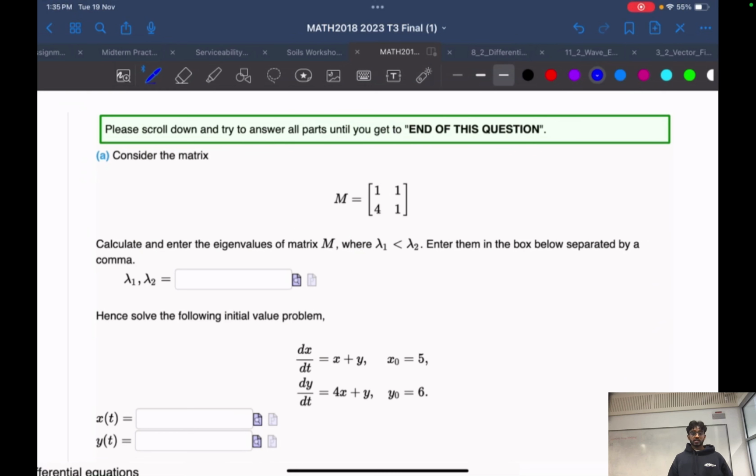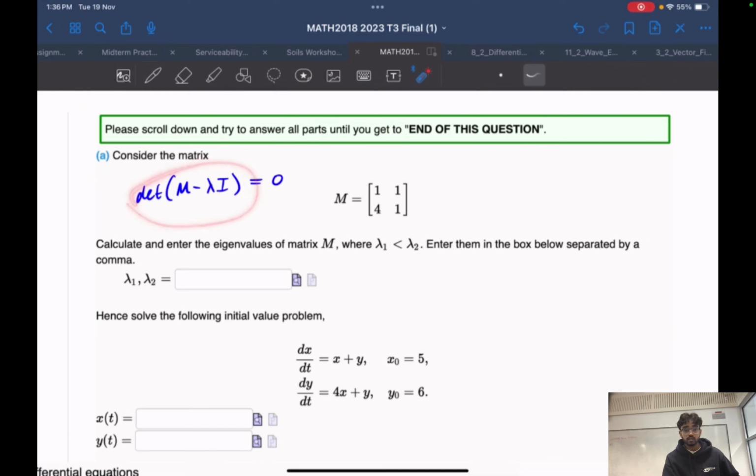Calculate and enter the eigenvalues of the matrix M, where lambda 1 is less than lambda 2. Okay. So the way you want to find eigenvalues is you want to find the determinant of M minus lambda I, which is equal to 0. So you want to find the determinant and let it equal 0. Right. This is the rule from 1131 or 1141 math.